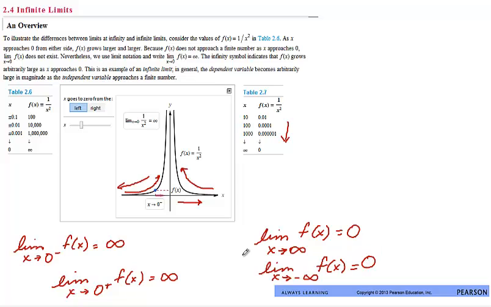So I have looked at limits where the y values are going to infinity, and then I'm also looking at limits in which my x values go to infinity. And you might recall that this x equals 0 line is a vertical asymptote, and we'll define vertical asymptote in this section to be one in which the left and the right hand limits are approaching infinity in one direction or the other.